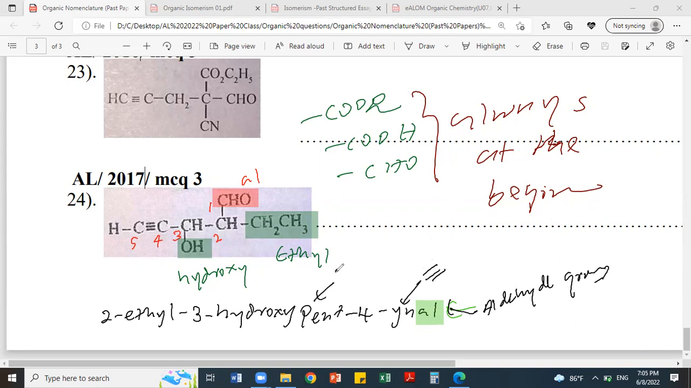Pent means there are 5 carbon atoms in the longest chain. The rest you can understand. Is that clear?